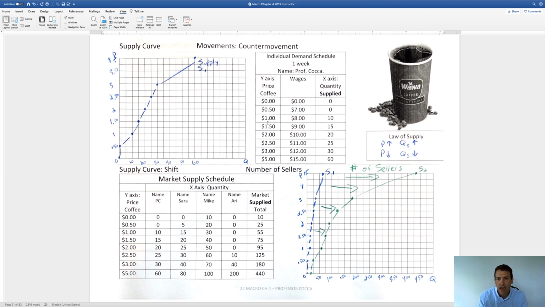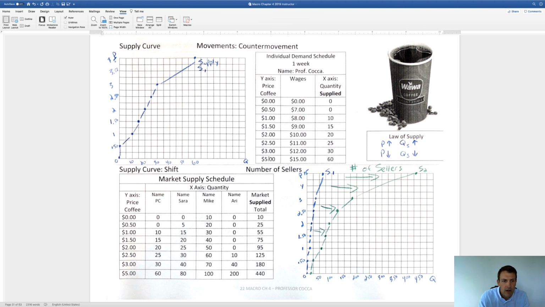So let's say at $1, if I'm running Wawa, I'll start supplying some coffee at 10 quantity. Now again, this is quantity supplied here. At $1.50, then maybe I start supplying more. Maybe I work a little bit harder. And then as that price starts to rise even higher, obviously I'm more profitable. So I either can work more or I can start hiring employees to supply more to the marketplace.